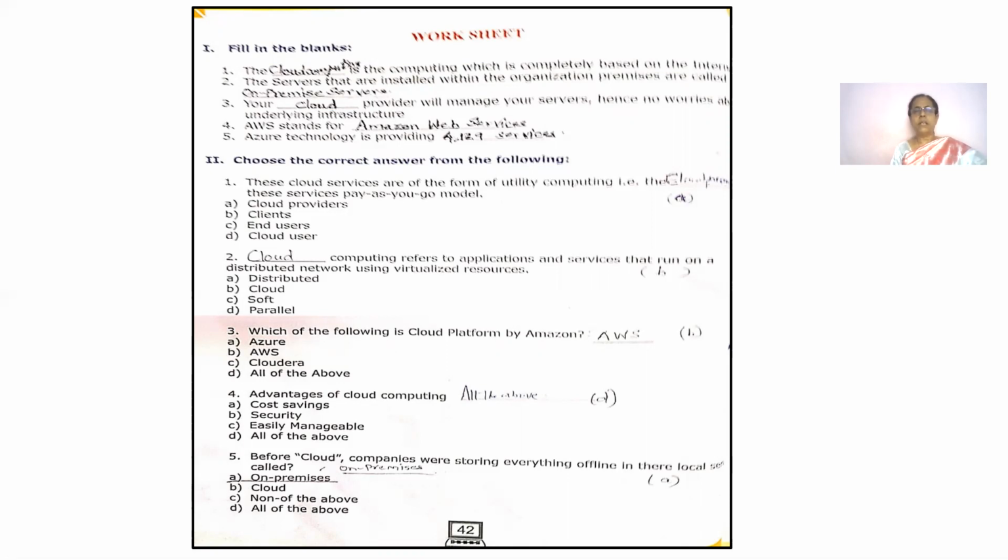Which of the following cloud platforms is by Amazon? It is AWS, Amazon Web Services. Then the next one: the advantages of cloud computing. It definitely saves your money. It has security. Yes, it manages all your information in an easy way. I would say all of the above. Before cloud, what was used offline? It's a local server, the on-premises server.